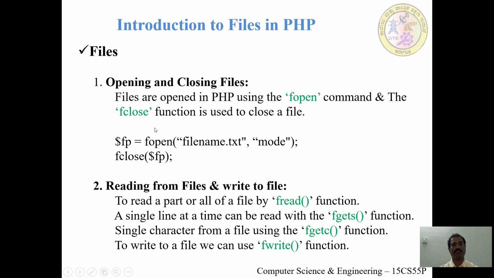After opening a file, the file handler will be assigned to the variable fp. By using this file handler, we can close a file by using the function fclose. As I have told you, in the mode we need to mention the mode in which the file has to be opened. In PHP, 6 different modes are there: R mode, R plus mode, W mode, W plus mode, A mode, A plus mode.